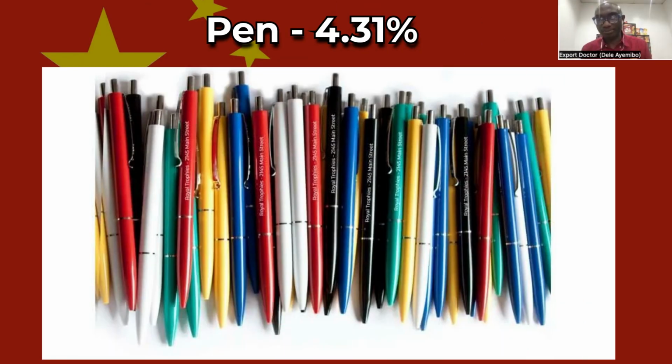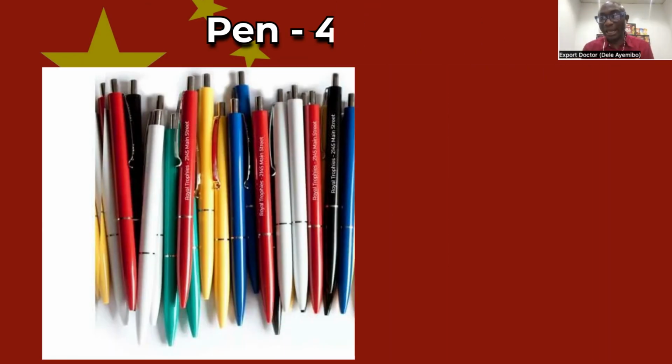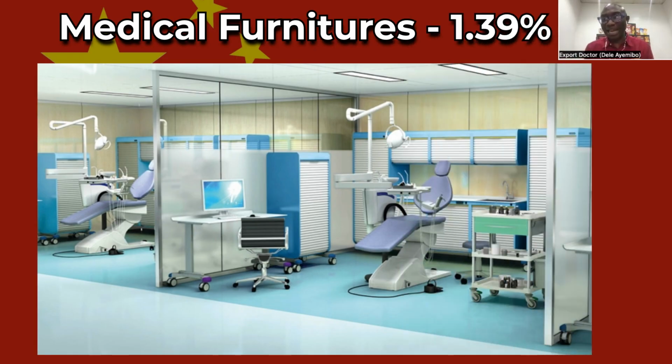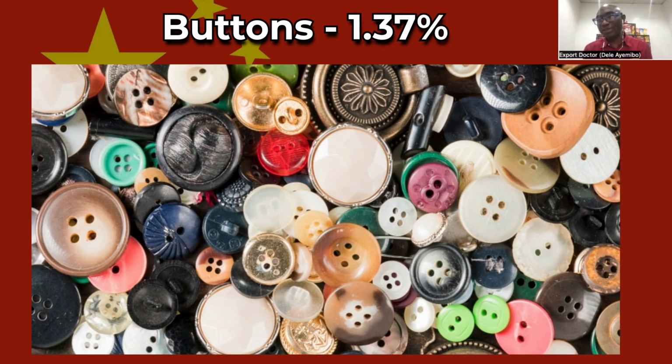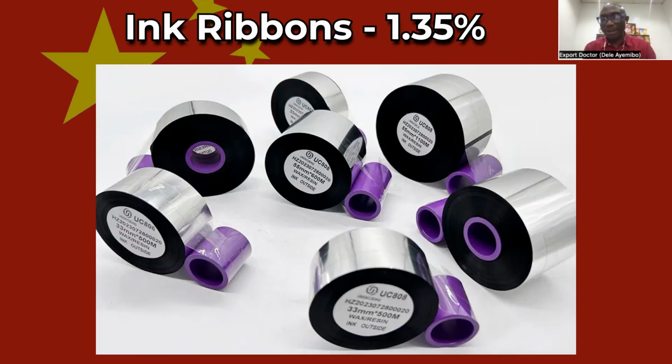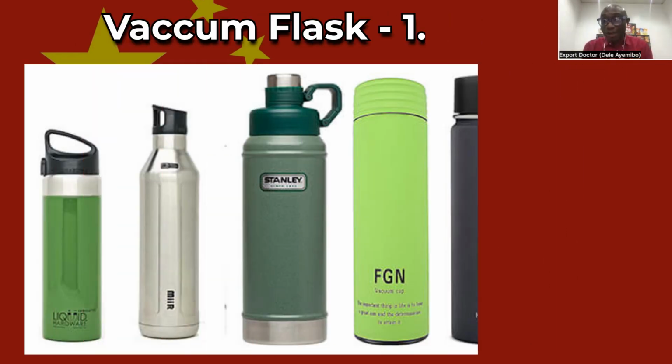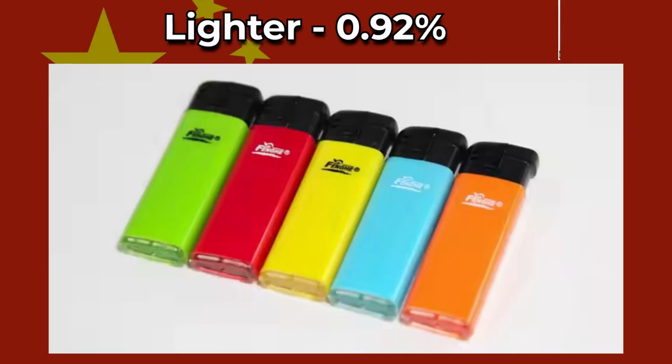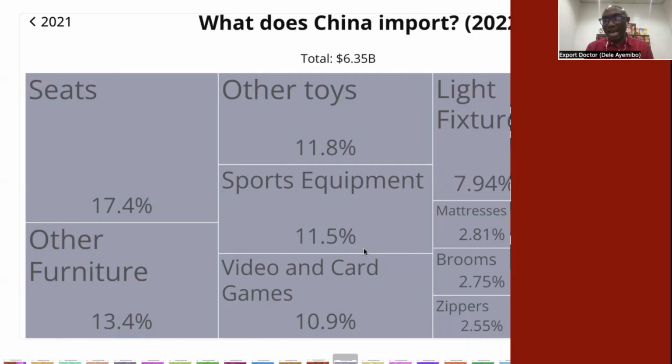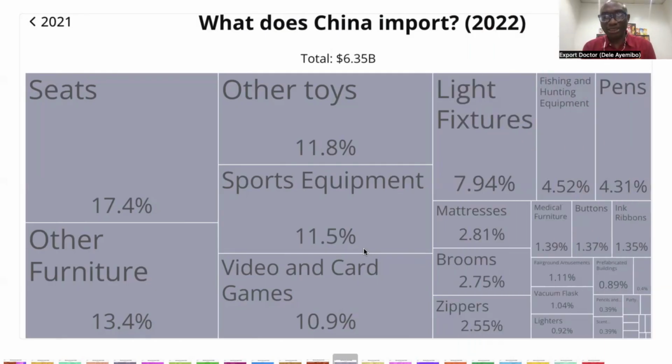Pen, 4.31%. Medical furniture, 1.39%. Buttons, 1.37%. Ink ribbon, 1.35%. Vacuum flask, 1.04%. Lighter, 0.92%. And prefabricated building, 0.89%.